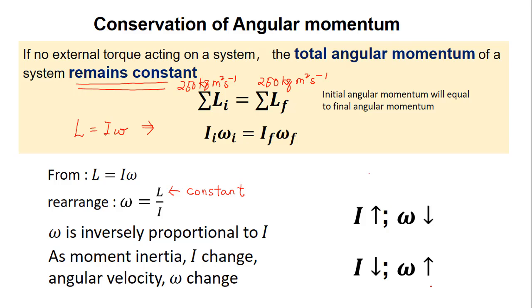Okay? So you can see clearly from the equations, as our moment of inertia I changes, our angular velocity omega will change.